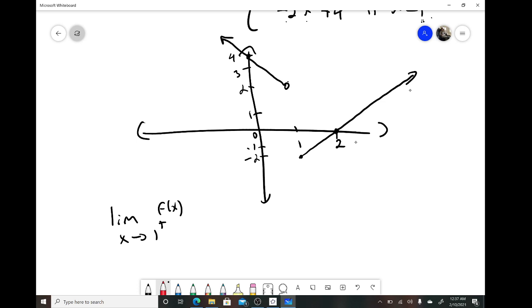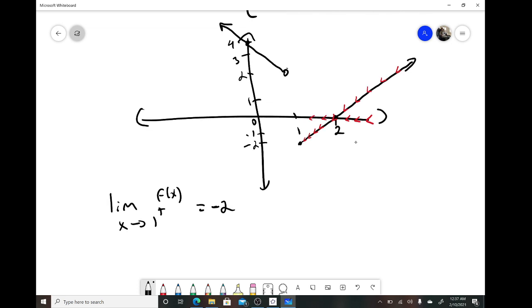Well, as we approach 1 from the right side, meaning as we go in this direction, what's happening to our y values? Well, our y values are going down, and they are approaching negative 2. So the limit from the right side is negative 2.